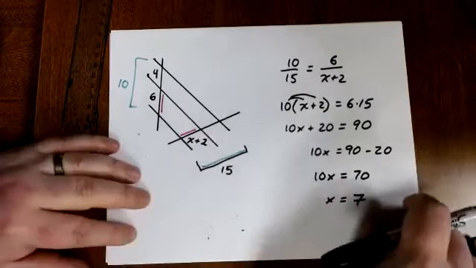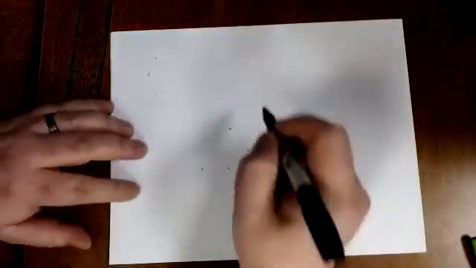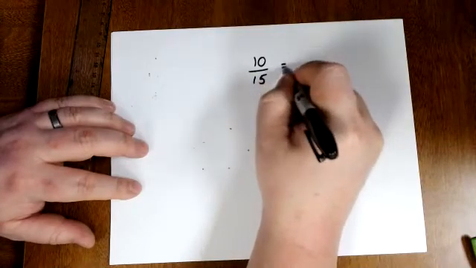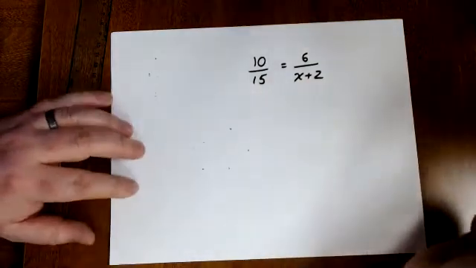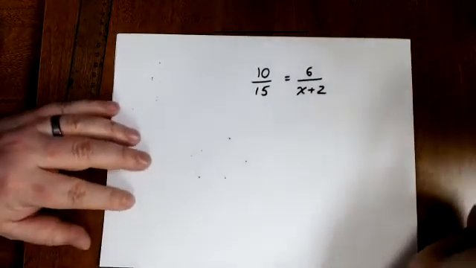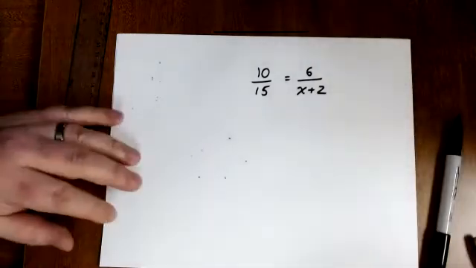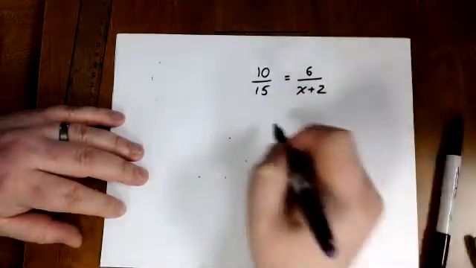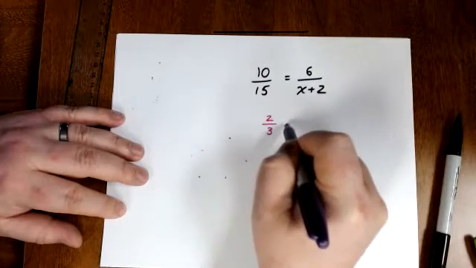Now, for those of you who don't like all this algebra, let me show you. You could have done it with no algebra. And you're like, well, Ronco, please show us. Watch. I'm going to reduce my fractions. These are both divisible by 5. And when I divide them both by 5, I get 2 over 3.